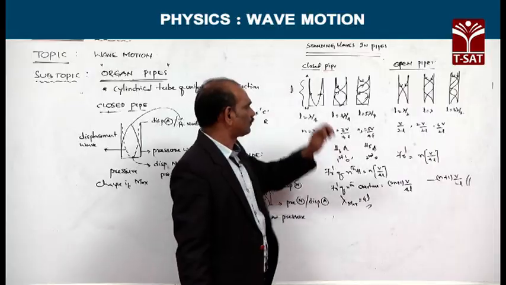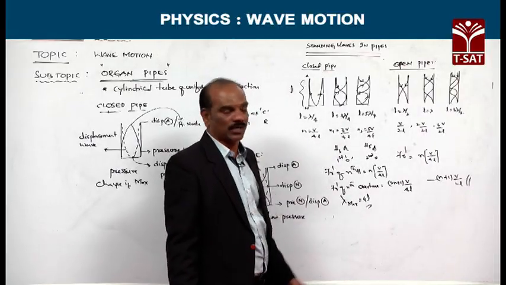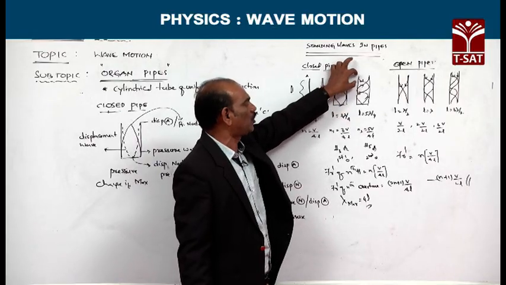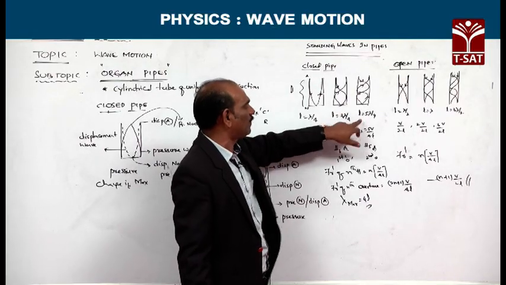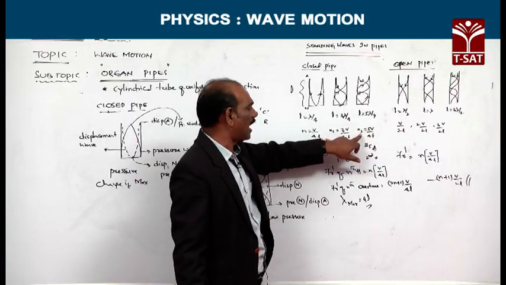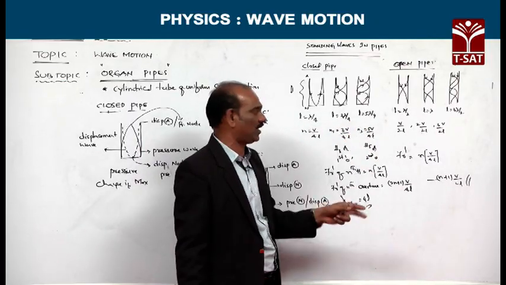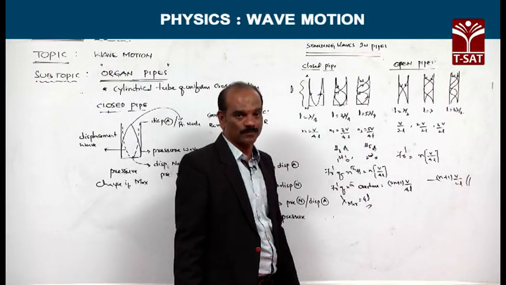Now, in the next mode of vibration, the length of the tube L is equivalent to lambda by 2 plus lambda by 2 plus lambda by 4. This whole value becomes L is equivalent to 5 lambda by 4, so lambda is equivalent to 4L by 5. Again, the next higher frequency is N2 is equal to 5V by 4L.